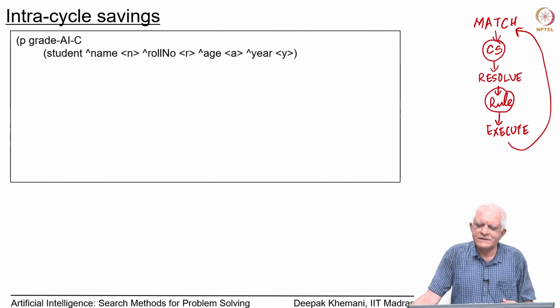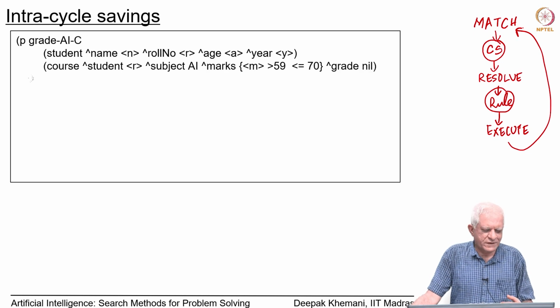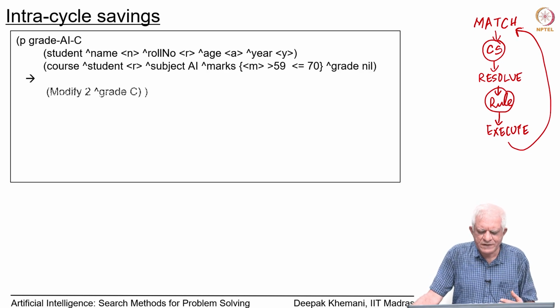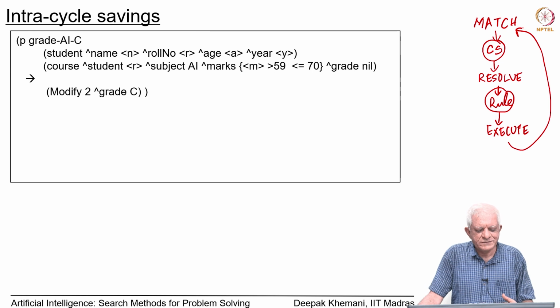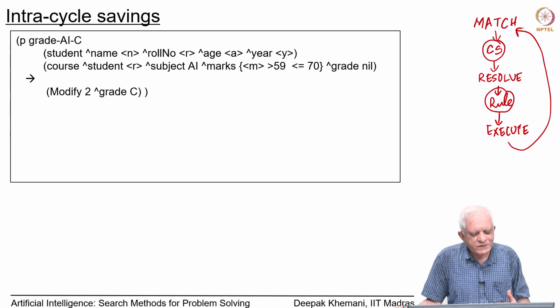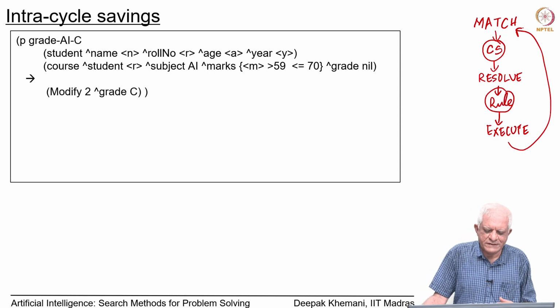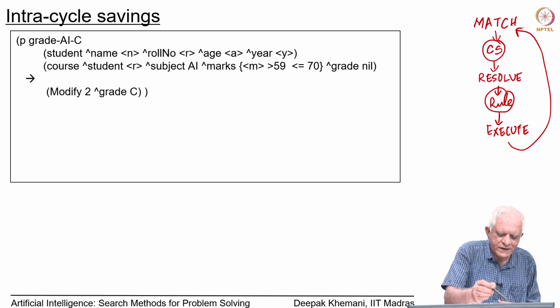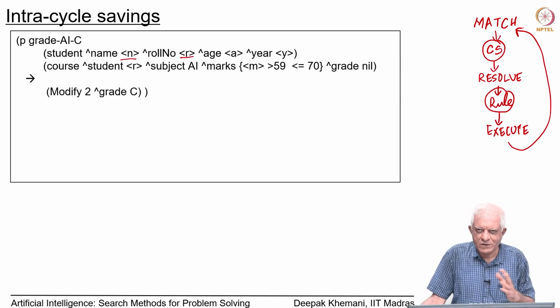Here is a small example which is meant for grading. Supposing a faculty member is using some kind of software for grading, and the software is a rule-based software, then you may have rules like this. So, what does this rule say? The first pattern says that if there is a student whose name is n and whose roll number is r, remember that n and r are variables here, because they come in angular brackets. So, these are applicable to all students and all roll numbers.